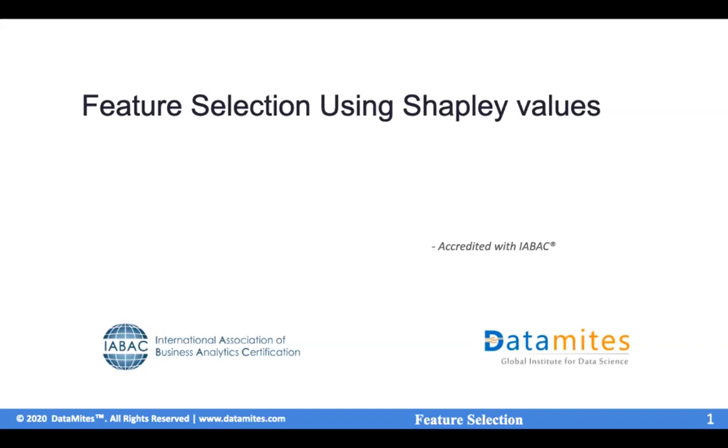You need not train your model on every single feature, every single column that exists in your data frame, but you can just select a few certain features. There are a lot of methods existing to select features, and Shapley value is definitely one of them. I'll just share my screen and we'll start in just a second.